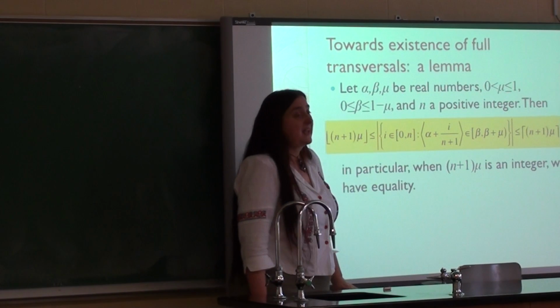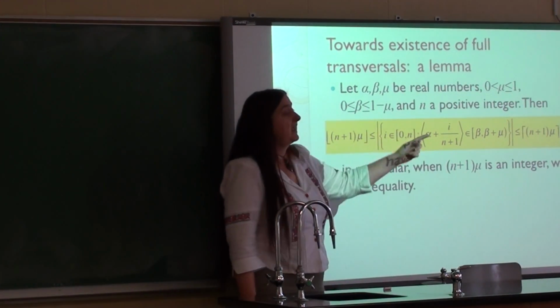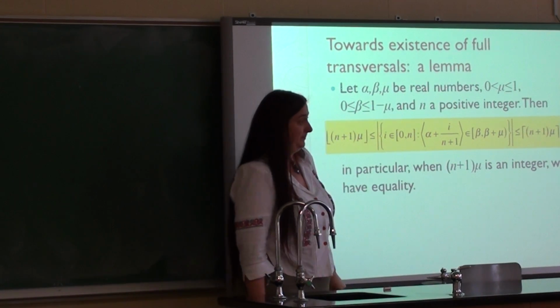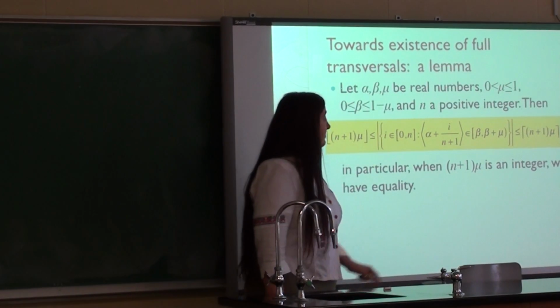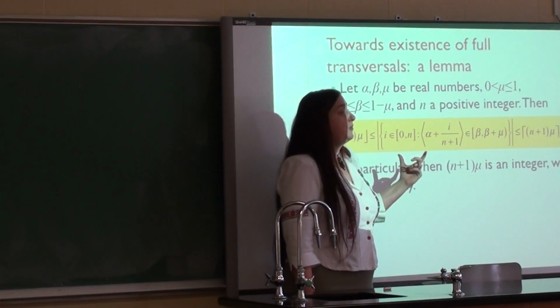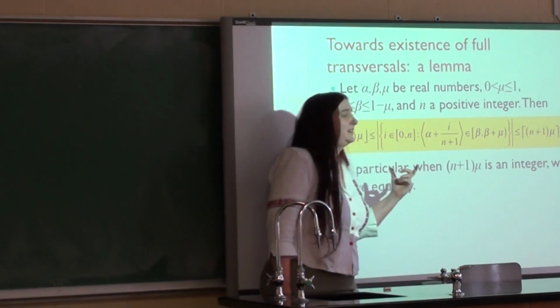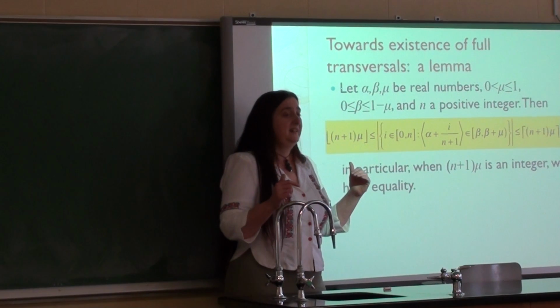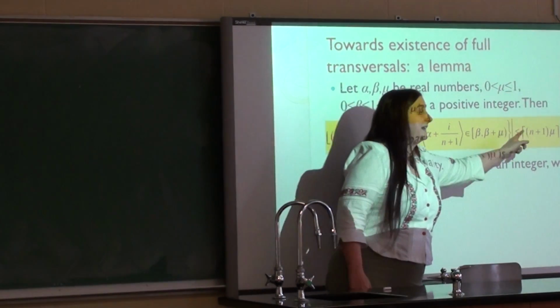But the theorem says that this quantity falls between the floor and the ceiling of n plus 1 times mu. Which means that when n plus 1 times mu is an integer, the floor and the ceiling are the same, so I know exactly what this number is. And when n plus 1 times mu is not an integer, well, the floor and the ceiling have only a difference of 1. So it's either this value or that value.